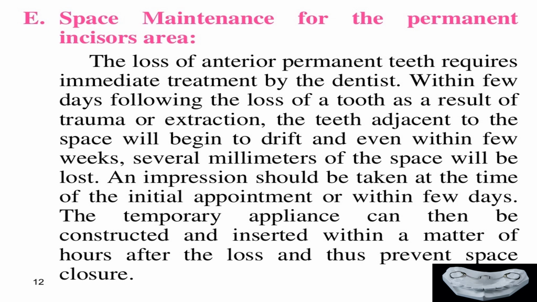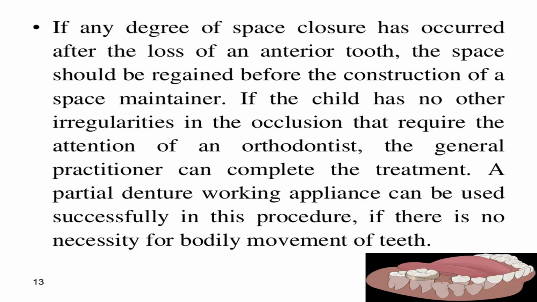The temporary appliance can then be constructed and inserted within a matter of hours after the loss and thus prevent space closure. If any degree of space closure has occurred after the loss of an anterior tooth, the space should be regained before the construction of a space maintainer. If the child has no other irregularities in the occlusion that require the attention of an orthodontist, the general practitioner can complete the treatment. A partial denture working appliance can be used successfully in this procedure, if there is no necessity for bodily movement of teeth.